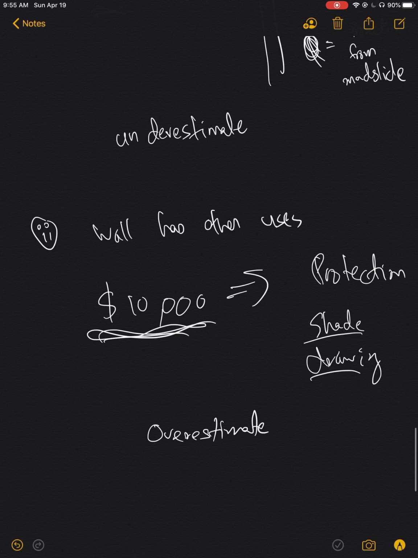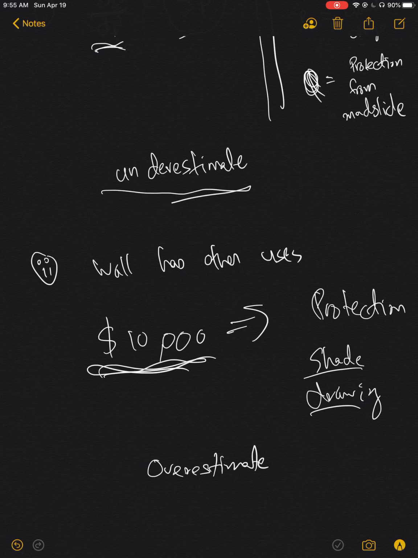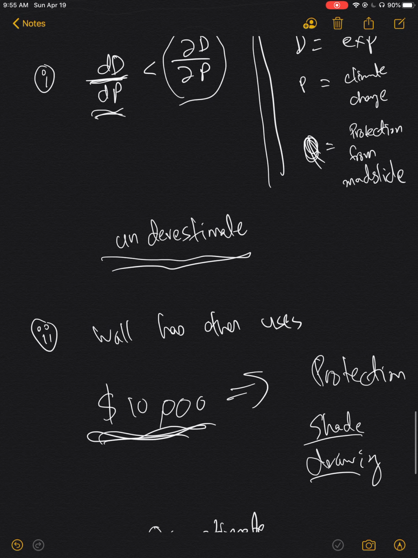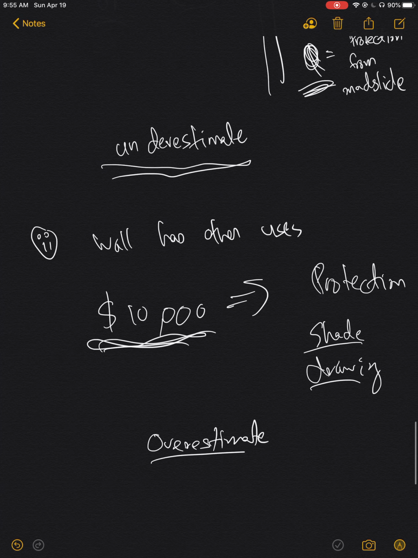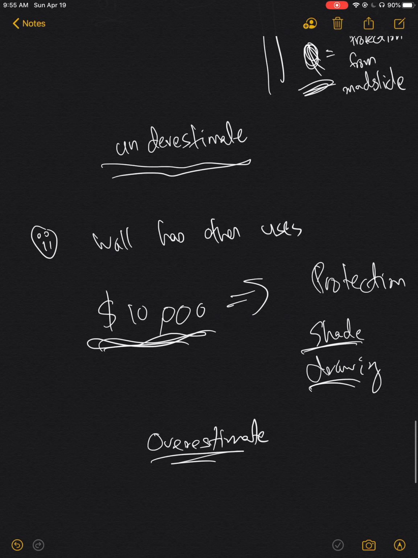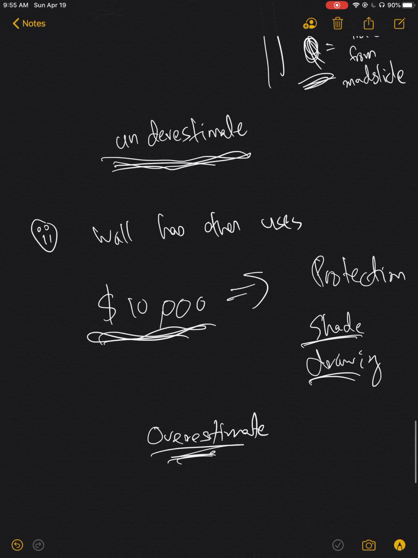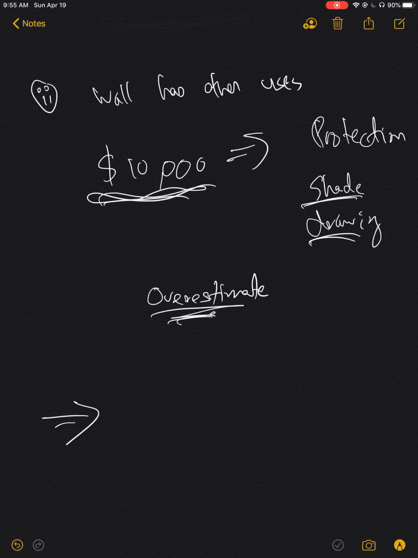Okay, so then we have these two forces working against each other. There's the underestimate because Jim just accepts a higher level of risk over here. And then it's an overestimate because the wall has these other uses like shade and drawing. So you don't know which exactly dominates. And so you don't really know then from all of this if the 10,000 amount is an underestimate, an overestimate, or an accurate estimate of the true willingness to pay to avoid climate change. Okay. All right. So let's just end here.